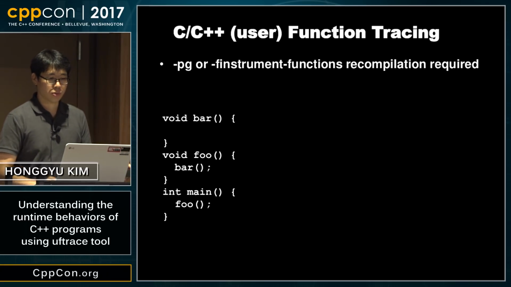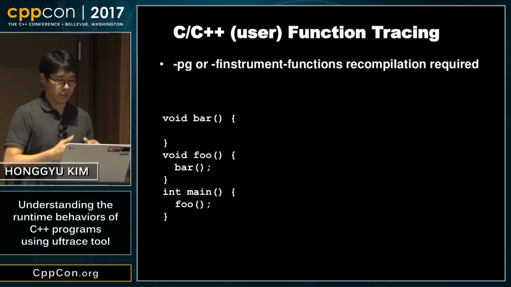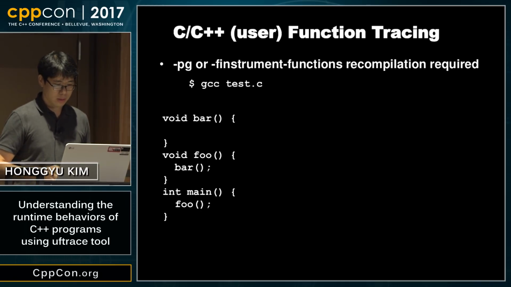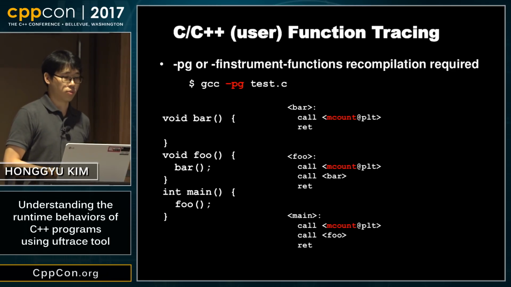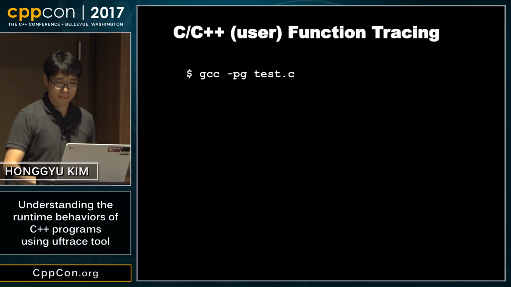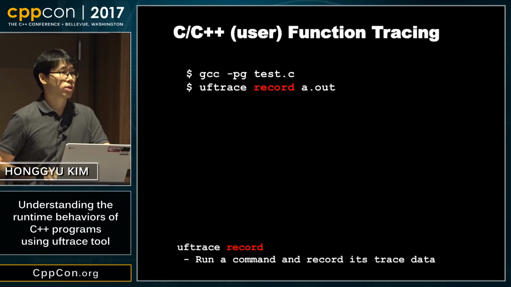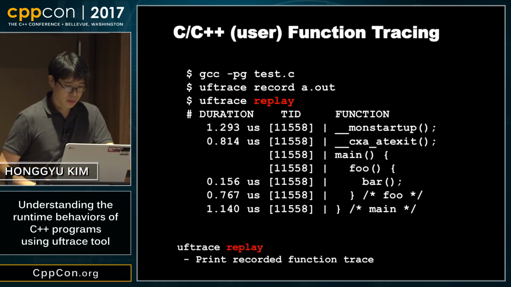So first, function tracing. Say there is source code like this, where the main function calls foo and foo calls bar, and you compile it and get a binary. But if you recompile it with the -pg option, it inserts an mcount function call at the entry of each function, and uftrace uses these mcount calls. After compiling, you can execute it. But if you put uftrace record at the beginning, you can trace all the function calls. And you can replay it.